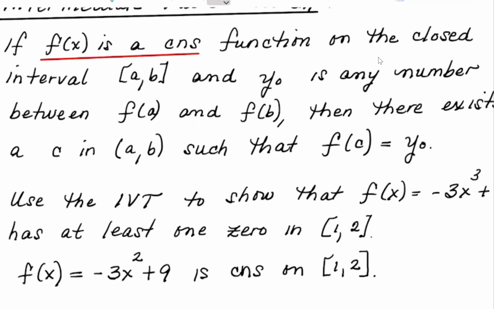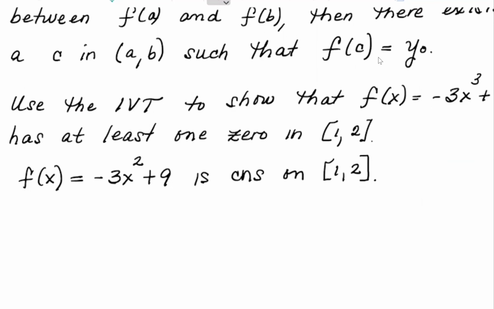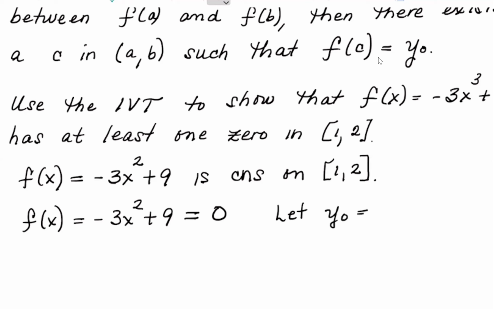Now we need to define a y naught. So the y naught that we're looking for is we want f of x to be minus 3x squared plus 9. We want to see if this value is actually equal to 0. So we're going to let our y naught be 0 because that's what we're trying to determine. Is there a root?